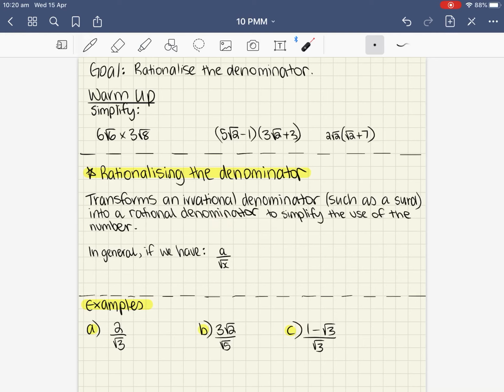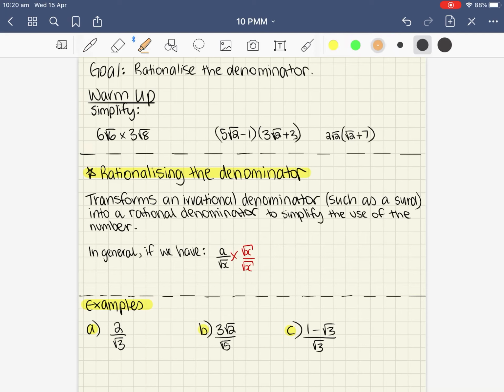denominator. So, in a general case, if we just have some number a, so it can be any number, divided by a surd, we would say this is not a rational denominator because we have an irrational number on the bottom. The process that we follow is we multiply by whatever the denominator is divided by the denominator again.